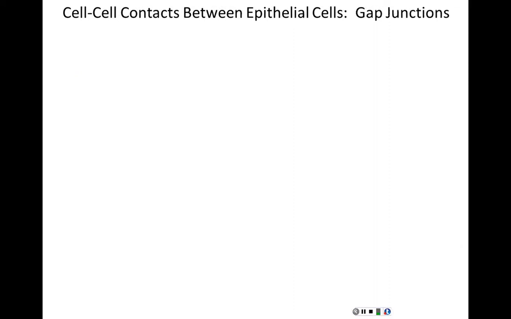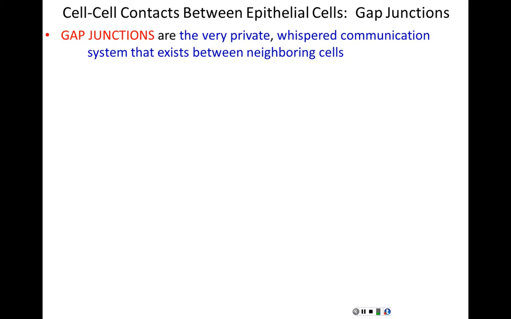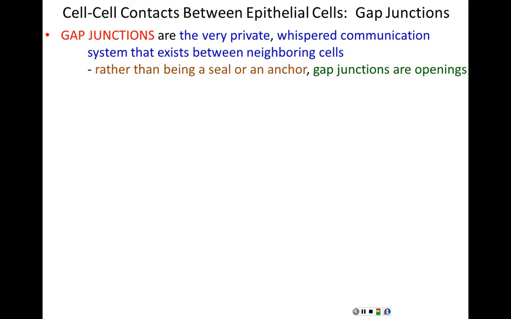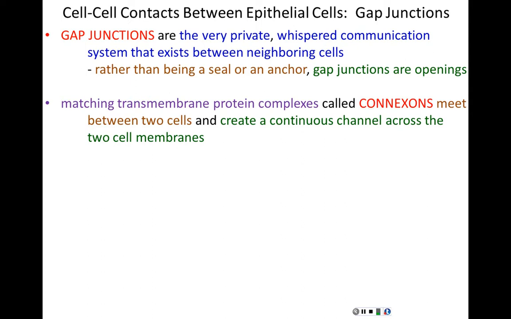Now our fifth cellular interaction for contacts between epithelial cells, gap junctions. Gap junctions are the very private, whispered communication system that we talked about in our cellular communication lecture. This is how cells can talk to one another if they're neighboring. Rather than being a seal, like a tight junction, or an anchor, like a desmosome, gap junctions are actually openings. To make a gap junction, matching transmembrane proteins come together. They're called connexons. And these connexons meet and match between two neighboring cells.